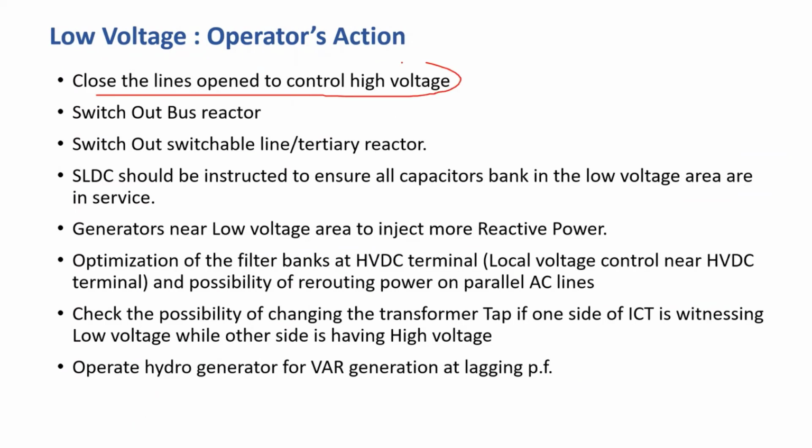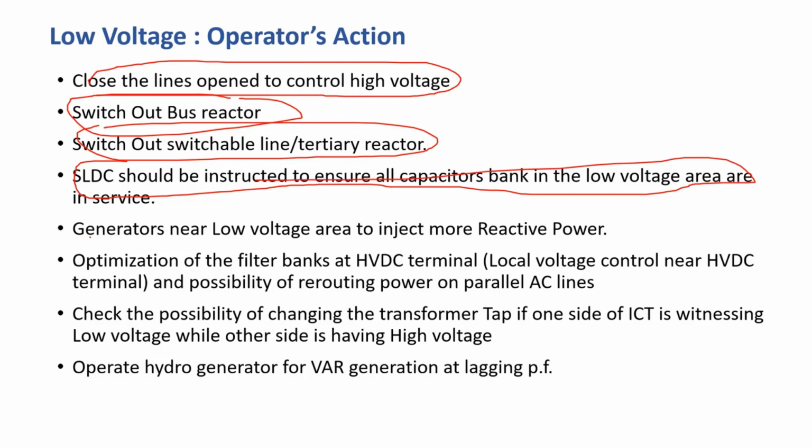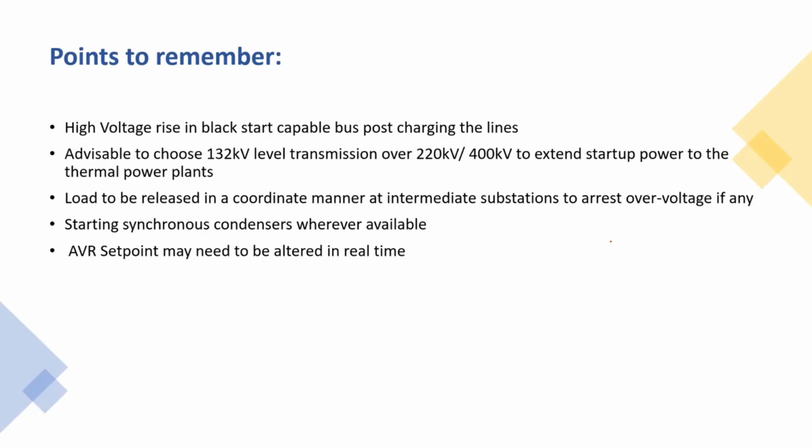Close the lines open to control high voltage, switch out the bus reactor, switching out the reactors. Then SLDC to ensure all capacitor banks in low voltage areas are in service, and generators near low voltage areas inject more reactive power. Low voltage means you need to inject more reactive power into the system, and for high voltage you need to absorb reactive power, or you remove whatever was causing the injection of reactive power. So this is how voltage control is being done.